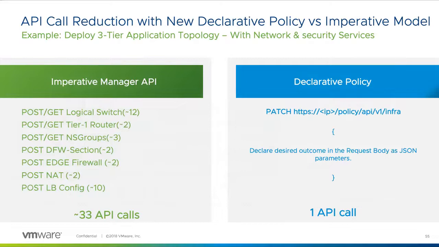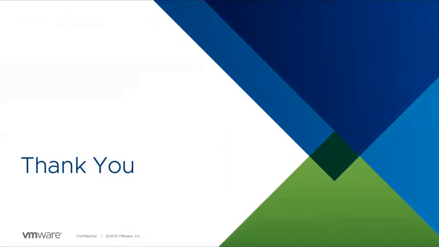Ultimately, it's trying to get those API calls reduced down to a single JSON. What used to be 33 calls is now down to 1. So really powerful stuff. As you progress through your NSX-T journey, the first step is learning how everything works, and the policy management and declarative policy management APIs are step 2. So with that, that is actually all I had.